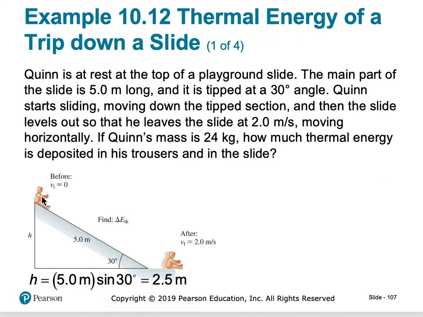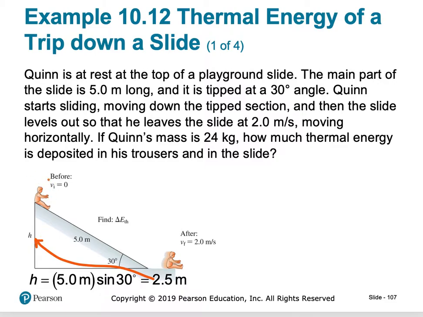Let's take a look at a second example. Quinn is at rest at the top of a playground slide. The main part of the slide is 5 meters long, and it is tipped at an angle of 30 degrees. Therefore, we can solve for the height h by using the sine of the angle, opposite over hypotenuse, and that's 2.5 meters. So the height is 2.5 meters.